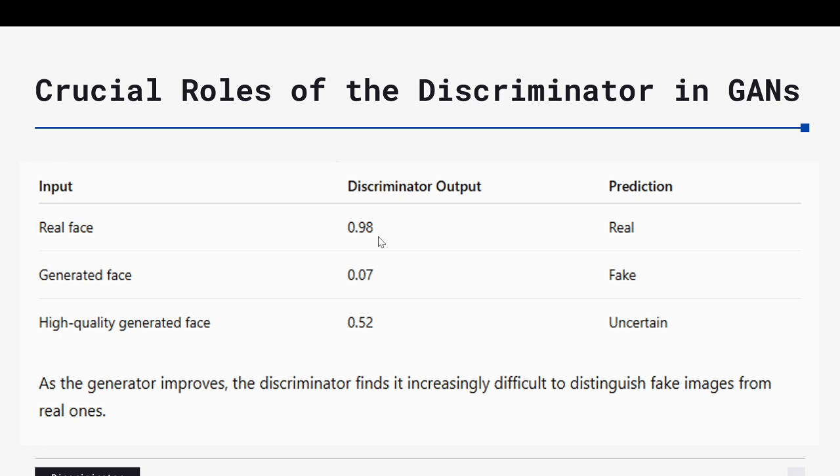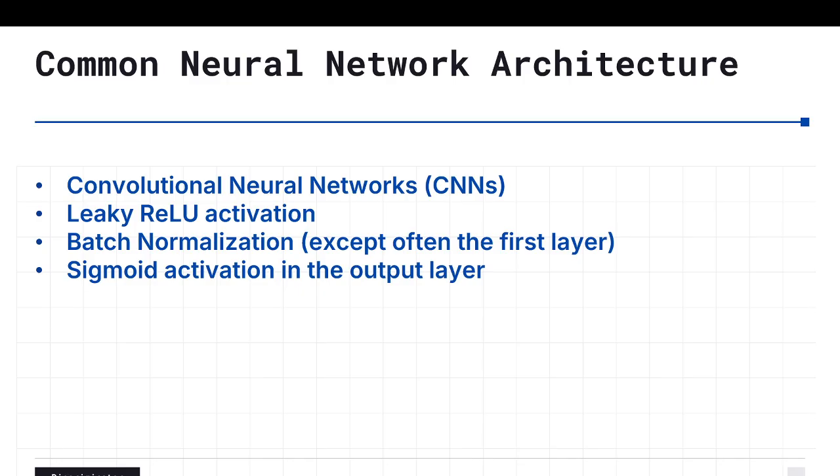Here real data has a discriminated value of 0.98, which is similar to 1, and fake data has a discriminated output of 0.07. If we receive a discriminated value of 0.52, then this data will be back propagated to the generator until we receive a value of 0 or 1. These are the algorithms that can be used by a discriminator to classify the given data as fake data or real data.